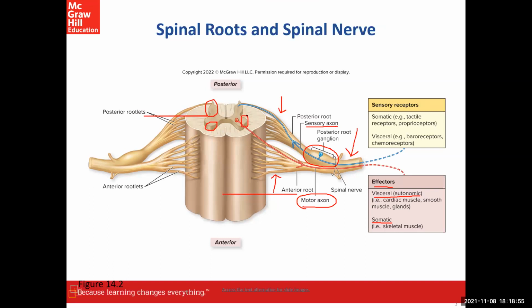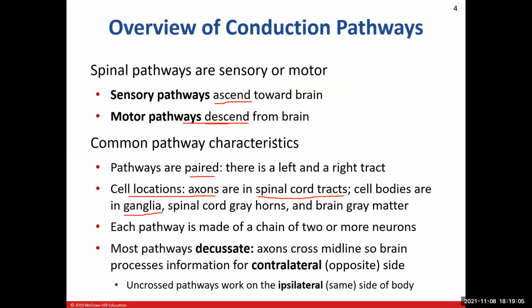We'll go over this more in detail in lab. So if you don't have a great understanding of it now, don't worry, we will go over in detail where the horns are and all that. But that's the spinal gray horns. And then the third location for our cell bodies will be in the gray matter of the brain. That includes the cerebral cortex and any nuclei that we may see up in the brain.